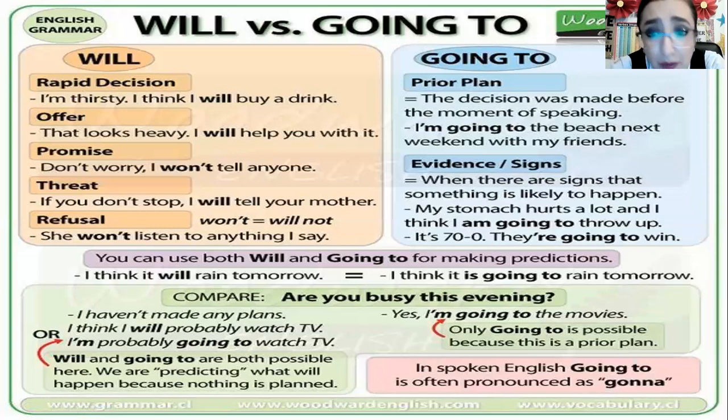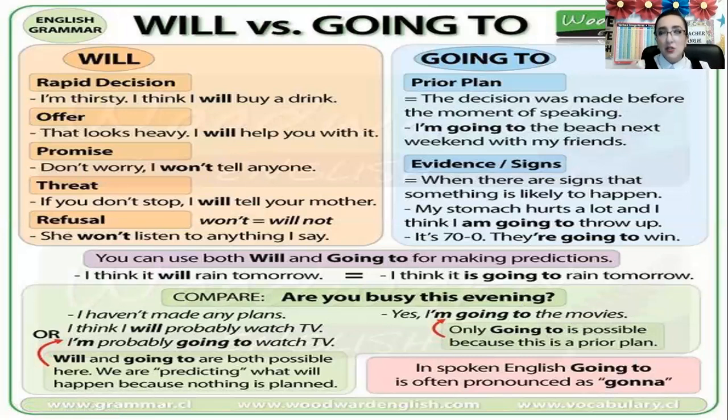That's the reason why when you are making predictions, will and going to are the same. Okay, but if I say, yes, I'm going to the movies, only going to is possible. Why? Because you already have a plan, okay?